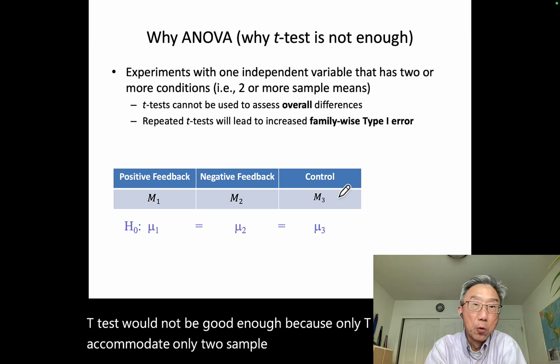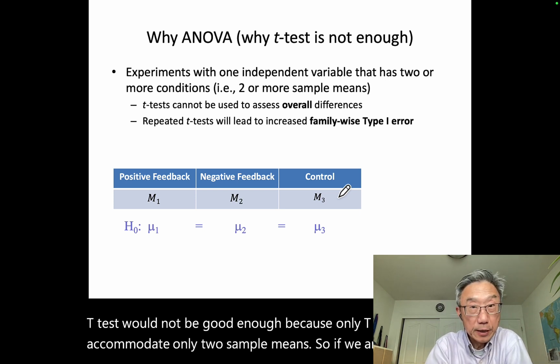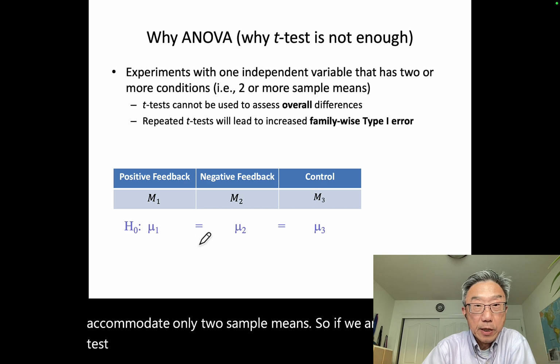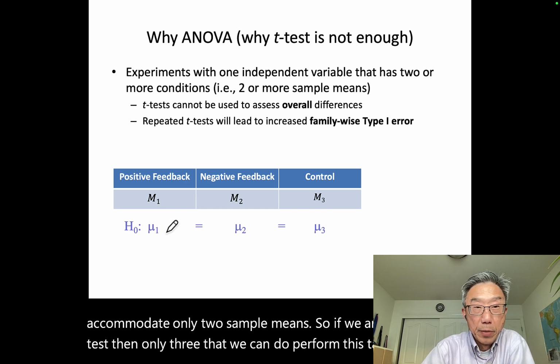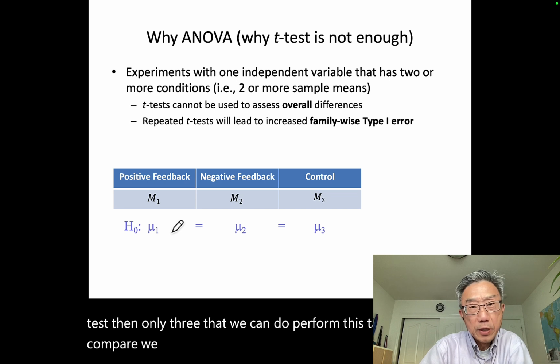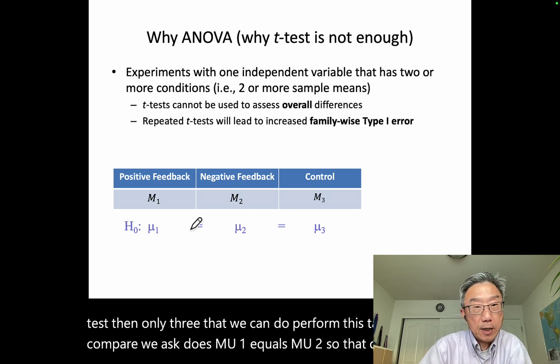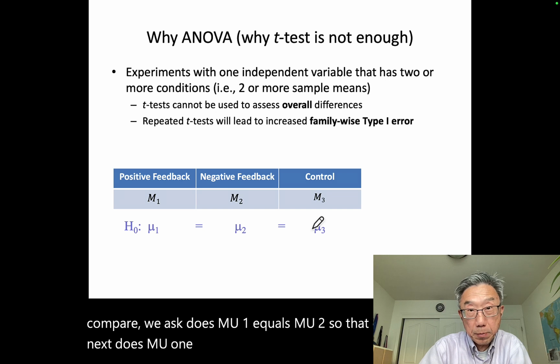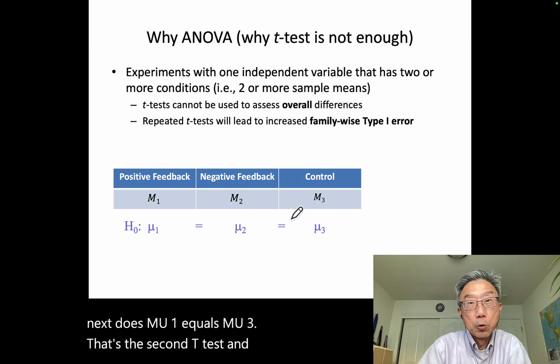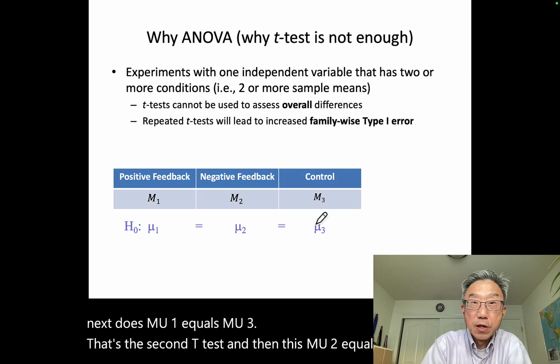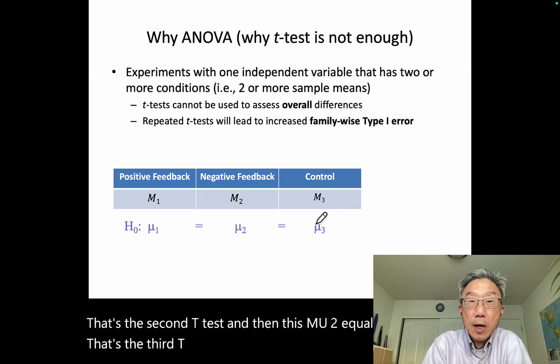So if we are forced to use t-tests, then the only way that we can perform this task is first, we ask, does mu1 equal mu2? So that's 1 t-test. And next, does mu1 equal mu3? That's the second t-test. And then does mu2 equal mu3? That's the third t-test. So we can conduct 3 t-tests in this case.